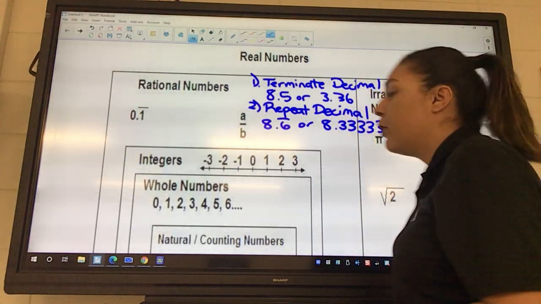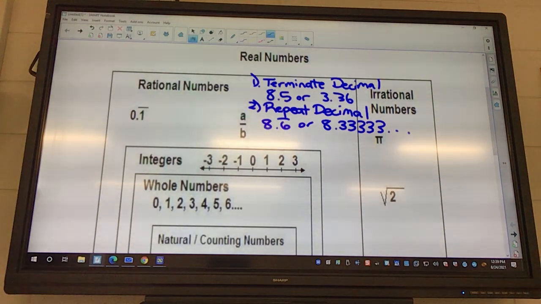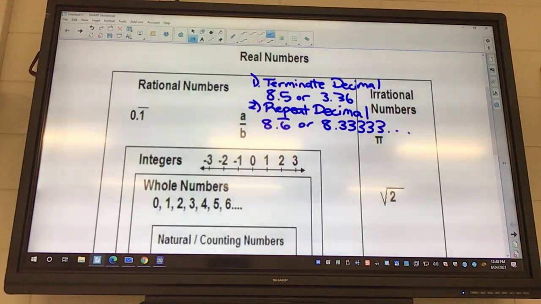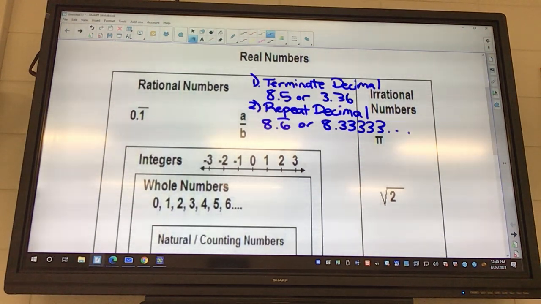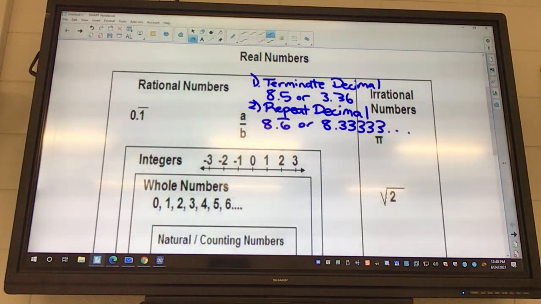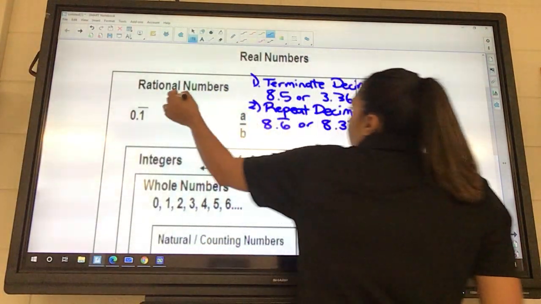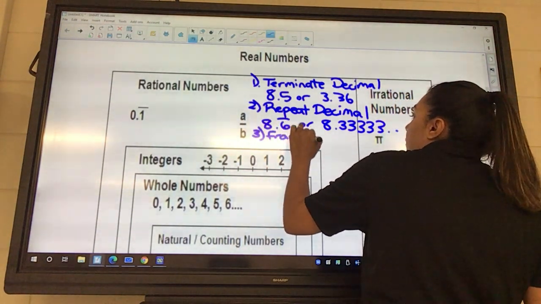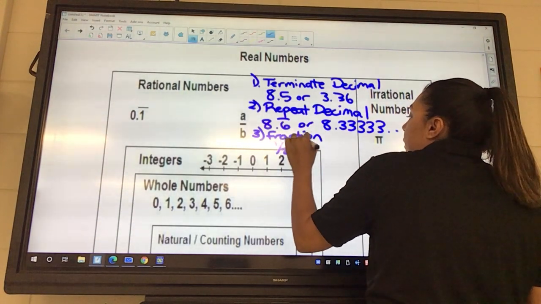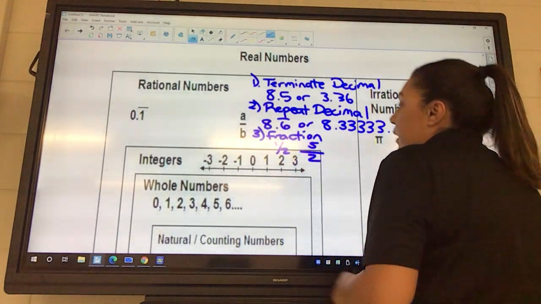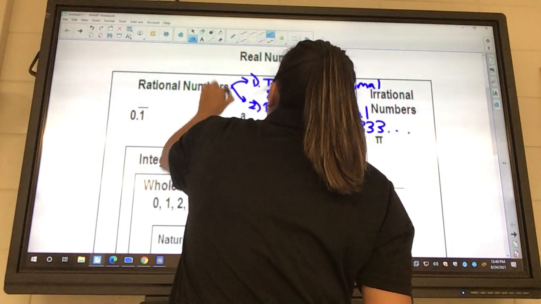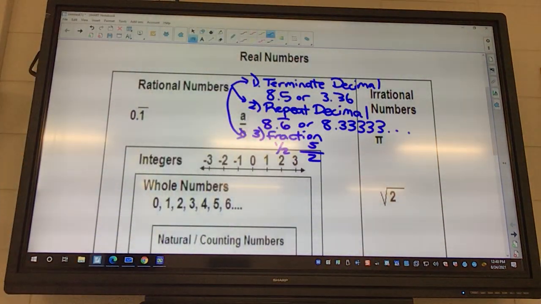A repeat decimal maybe looks like 8.6 repeating, or it looks like 8.33333, and it keeps on going for a long time. Do you notice the difference between a terminating and repeating? Can you tell? So you need to be able to tell. And then the third type of rational number is going to be a fraction, 1/2, maybe 5/2. So these are all rational numbers. But those are the three main types that you're going to see.